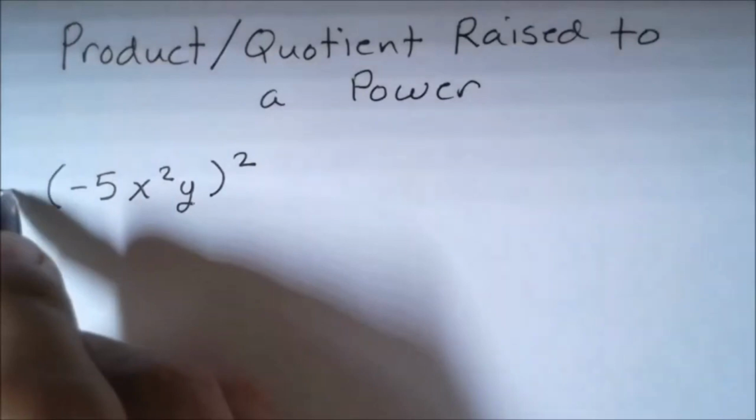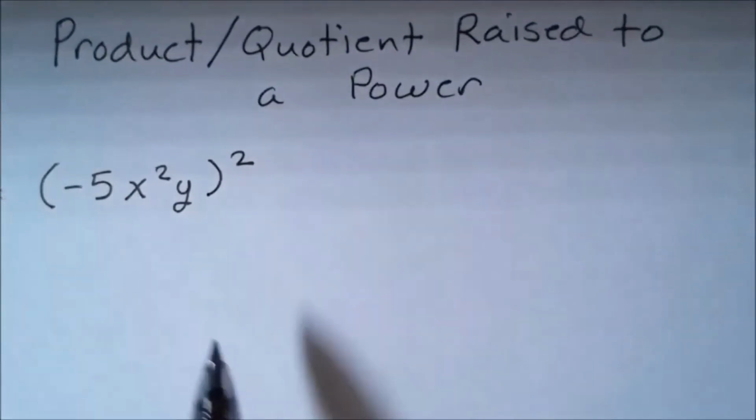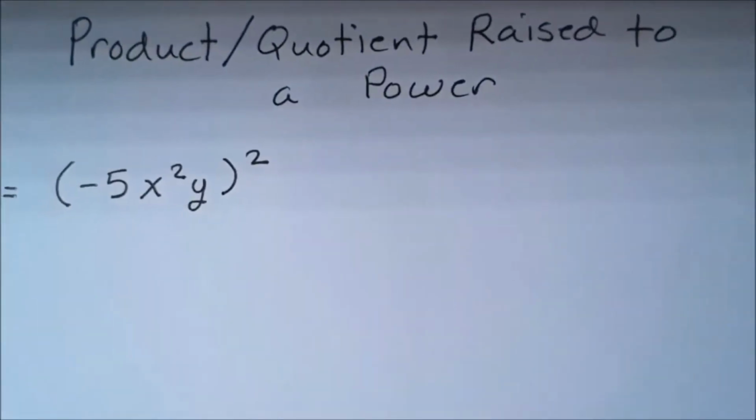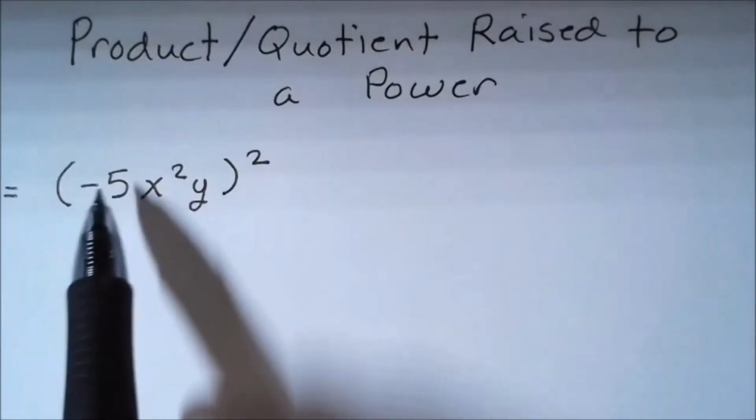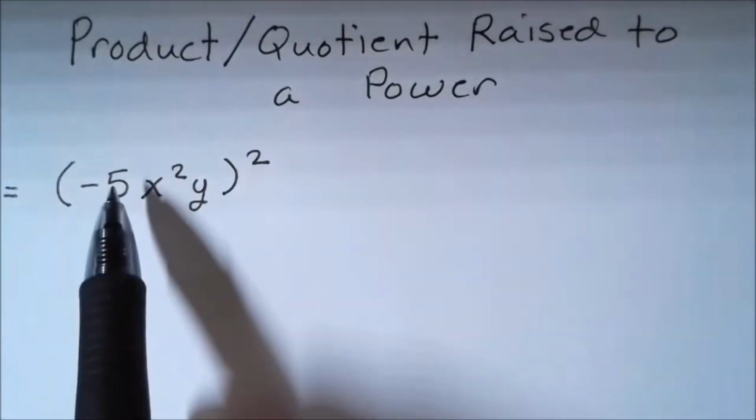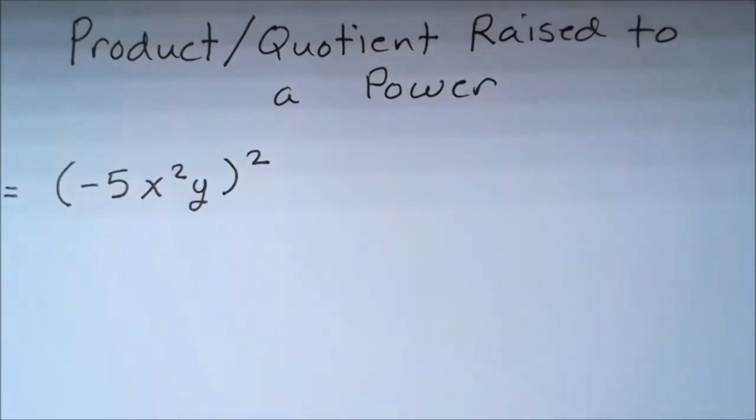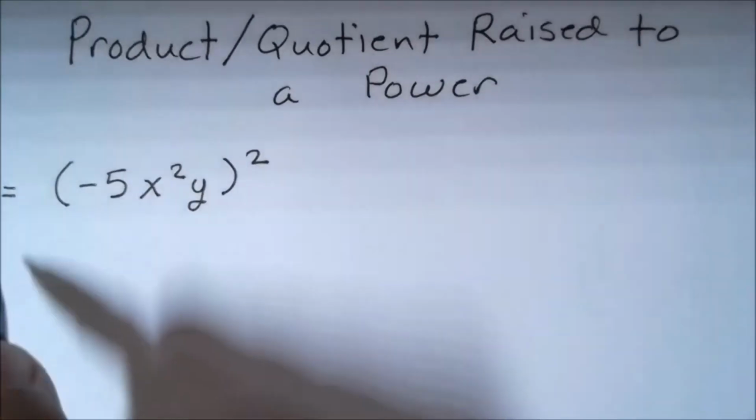So we have this problem here. And there's something unique about it. One of the things that's unique is, first of all, we have a negative 5. We have a negative sign in front of our integer. That does change a few things, and I'm going to explain to you why.